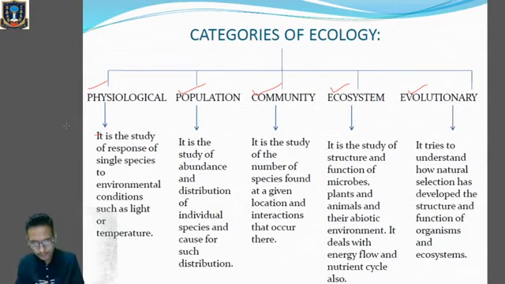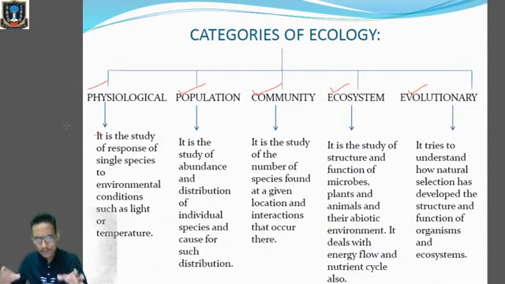Then comes community ecology, which is the study of the number of species found at a given location, and the interactions that occur there. So whatever number of species will be present in a particular area, let's talk about our school, right? Let's say our school is a particular habitat where we are usually surviving. So in that particular habitat, we will find a large number of species. Let's say we have species number one, class 11 science. Number two, class 11 arts. Then we have 12 science, 12 arts. Let us consider each and every class a species.